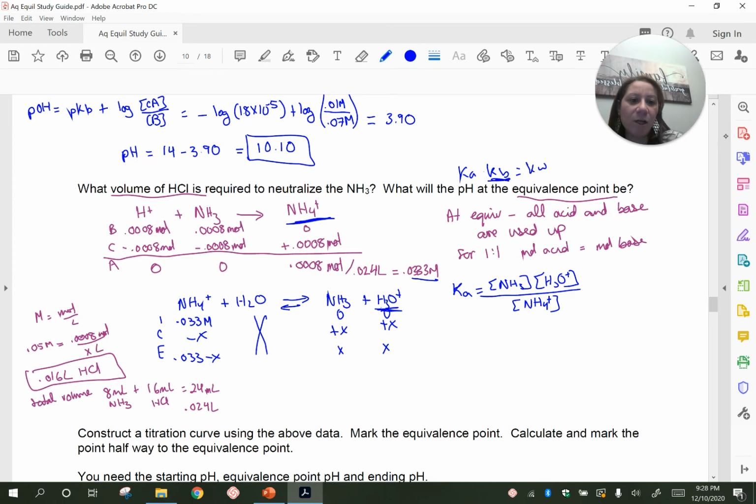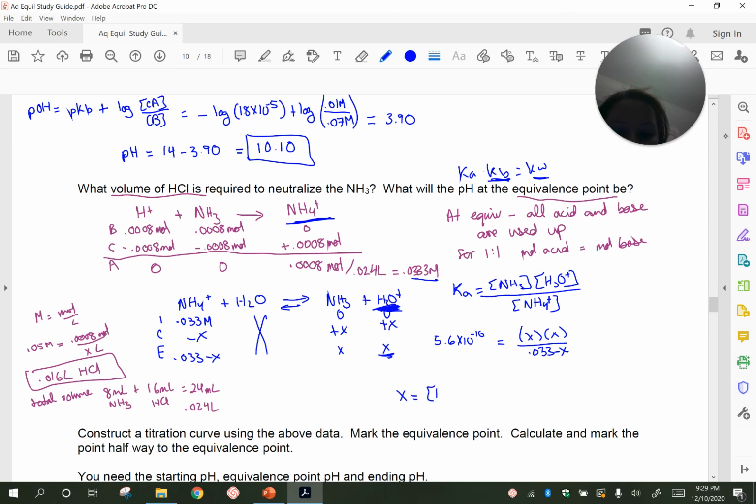We have Kb for ammonia. We know Kw, so we can solve for Ka. When you do that, you get 5.6 times 10 to the negative 10th. That is equal to X times X over 0.033 minus X. X in this case is the H+ concentration. H+ is the same thing as H3O+, right? And I got that my X is 4.3 times 10 to the negative 6 molar. And so my pH is negative log of that, which is 5.36.